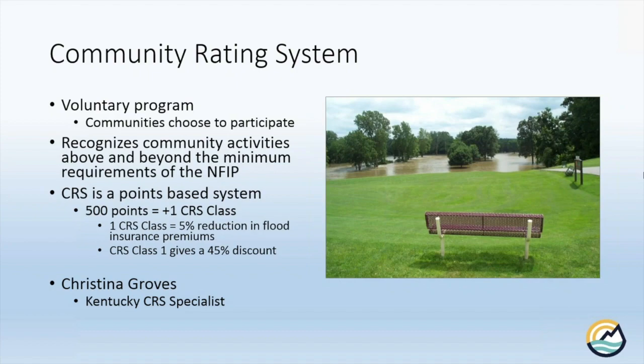For every 500 points a community earns, they go up one CRS class. Everybody starts at a 10. So you earn 500 points, you go from a 10 to a 9. Each CRS class is worth 5% savings on flood insurance premiums. So at a class 9, I get a 5% discount. If my community goes from a 9 to an 8, that's 1,000 points, that's a 10% discount. The highest you can go is CRS class 1, that's a 45% discount on flood insurance.